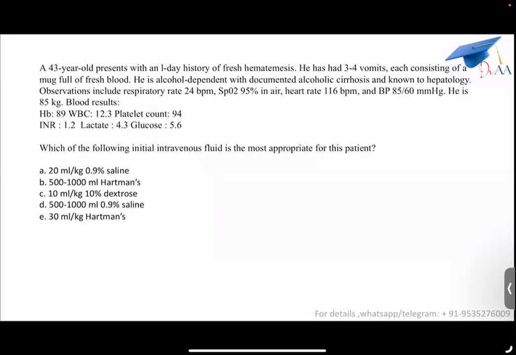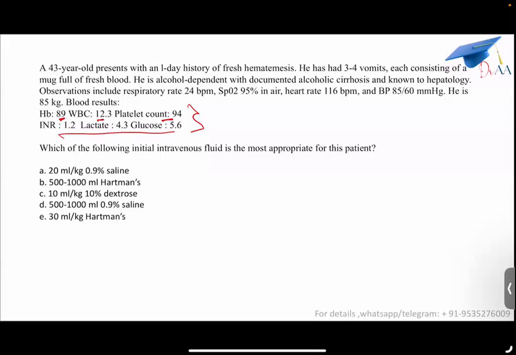Observations include a respiratory rate of 24 breaths per minute, saturation is 95 on room air, heart rate is 116, blood pressure is slightly on the lower side. He is 85 kgs and blood results are as given below. Hemoglobin is slightly on the lower side, WBCs are fine, platelets are also on the lower side, lactate and glucose, everything is given. Which one of the following initial fluids is the most appropriate for this patient?